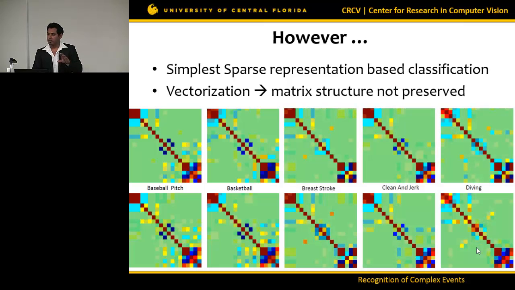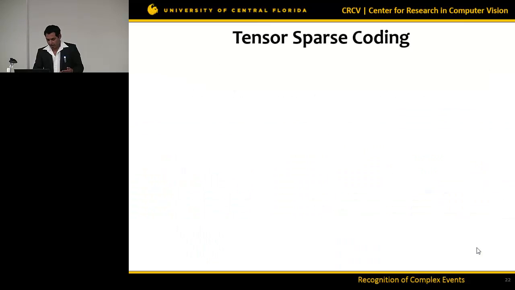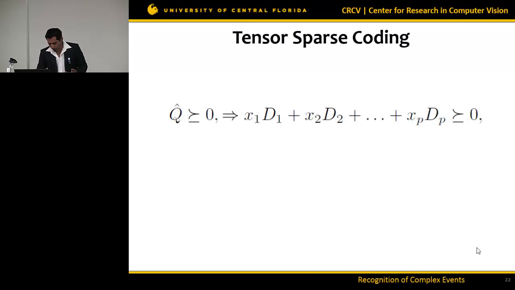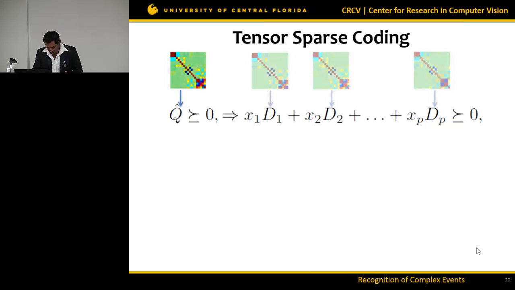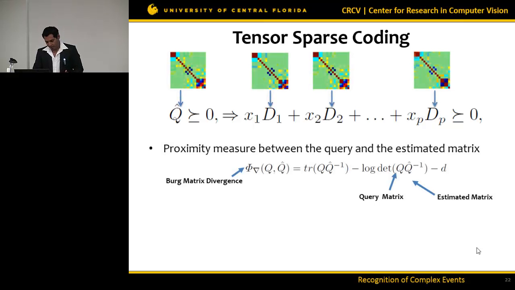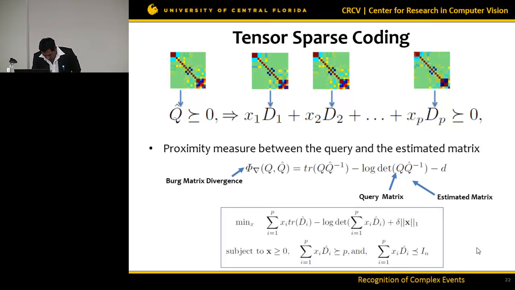As you can see, there is a different structure for different kinds of covariance matrices coming from different classes. So for that, what we observe is we can do some sort of tensor sparse coding, where every matrix is treated in its original manifold, and we perform a sparse approximation based on that. Basically, the idea here is we want to find an approximate matrix which would be represented as a linear combination of all these matrices in our dictionary.